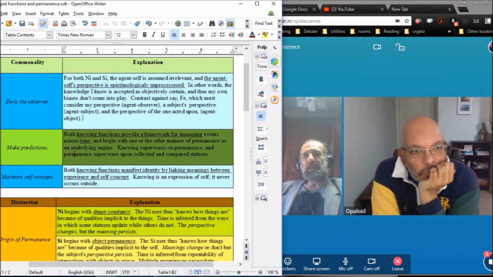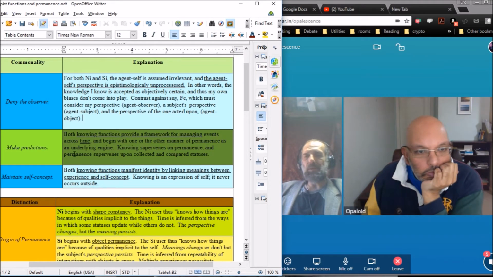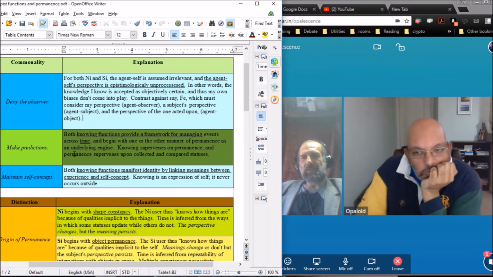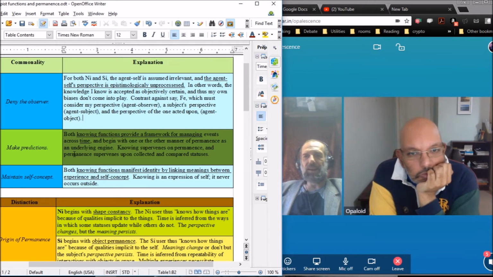All right, so the first table is split into two columns: commonality and then the explanation. So, in which ways are NI and SI common? They're both what I call epistemology functions. They're knowing functions. So, one commonality is they deny the observer. For both NI and SI, the agent self is assumed irrelevant, and the agent self's perspective is epistemologically unprocessed.